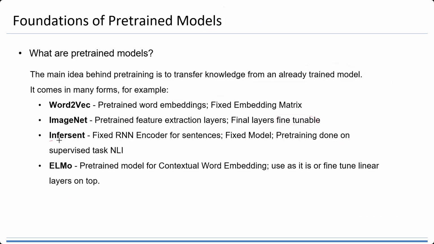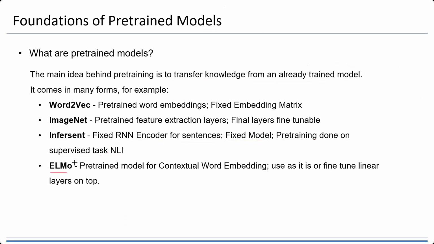There is also another form, called InferSent. InferSent is based on the RNN. As you know, the RNN has an encoder, so we can use the RNN encoder for sentences. Again, this is a fixed model, and it is pre-trained on the supervised task NLI. Today we are also going to learn what NLI is.